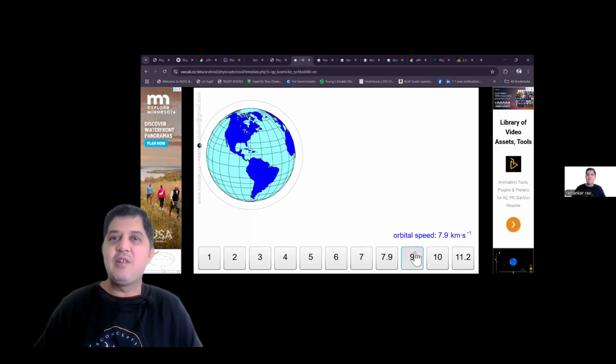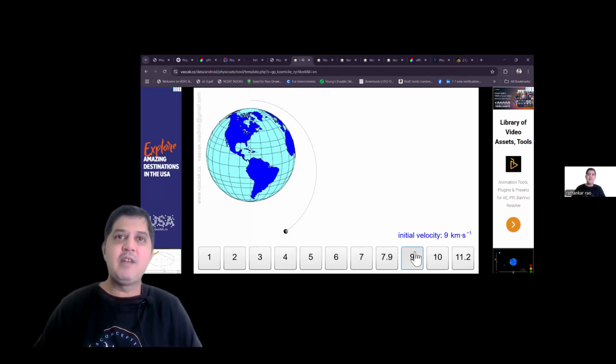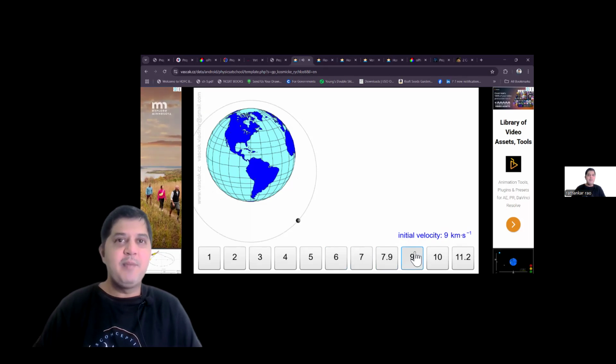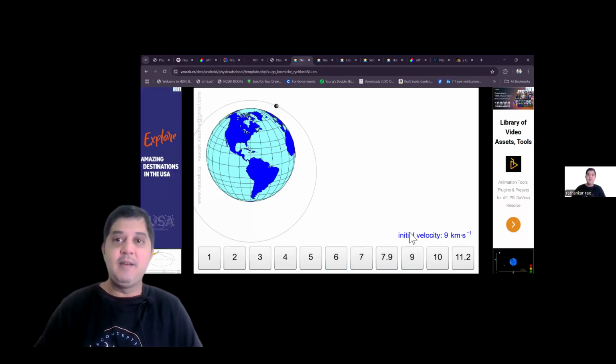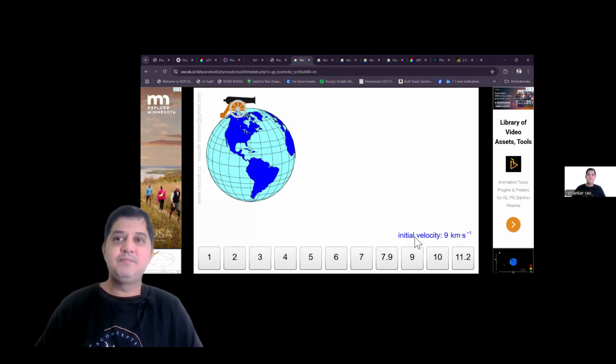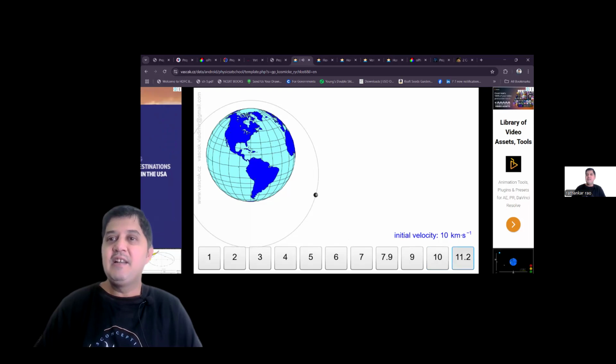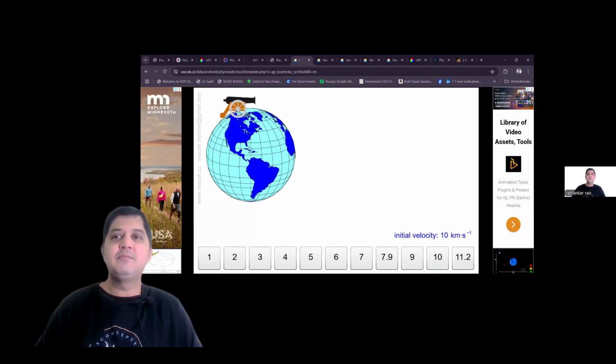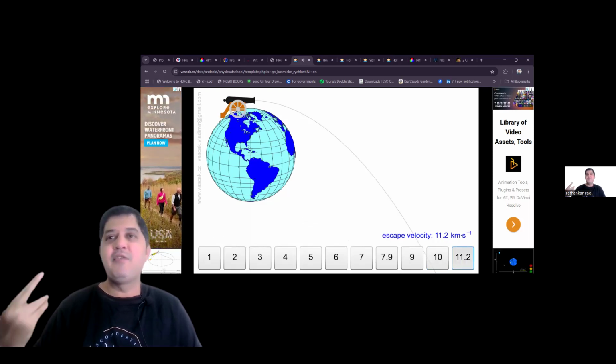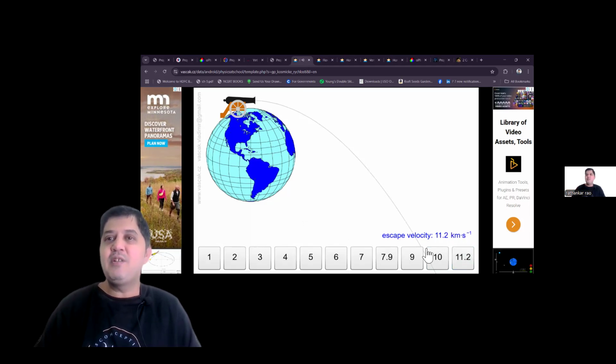And then when I go to 9, what's happening? It is still orbiting around the Earth, but it is going at a very high speed, and hence it doesn't show a circular path, it shows an elliptical path. If I go to 10 kilometers per second, what happens? The elliptical path increases, the semi-major axis keeps on increasing. Now when I go to 11.2 kilometers per second, what happens? The particle never returns back, right? What is 11.2? Escape velocity.